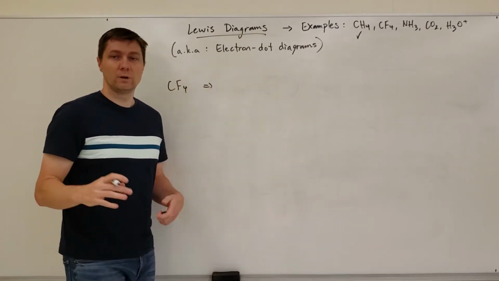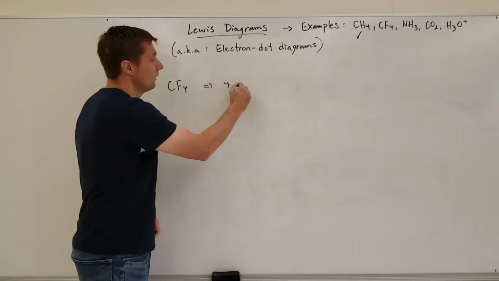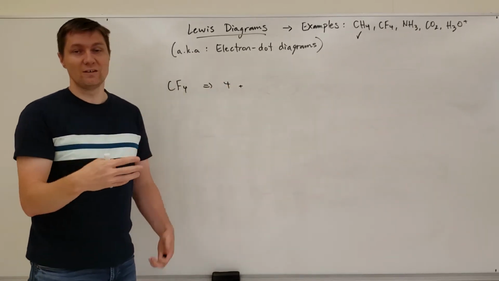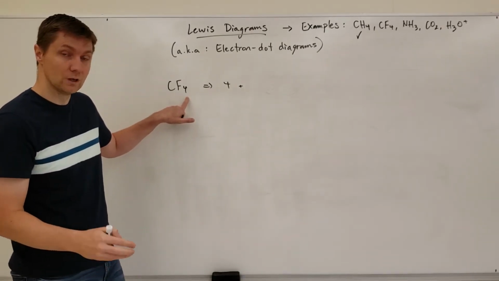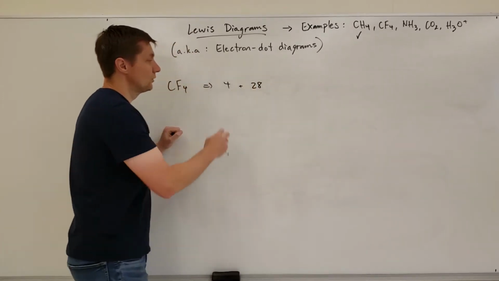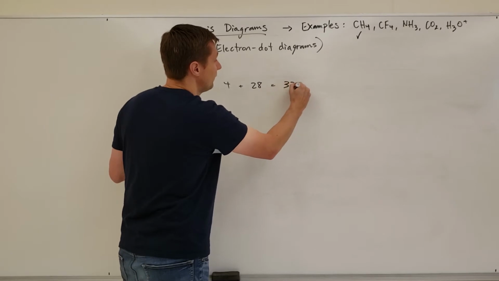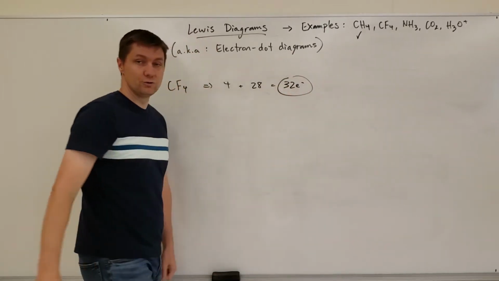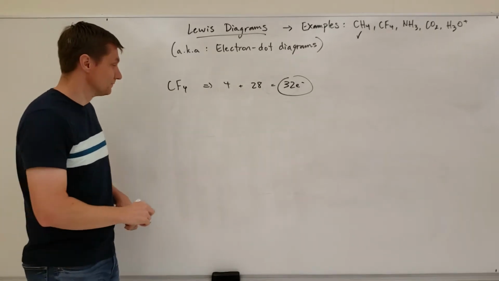Again, rule number 1, we got to count how many valence electrons we have. So I know I've got 4 for this carbon, and I know fluorine is in group 7, so it has 7 valence electrons, and I have 4 of those. So 7 times 4 is going to give me 28. And so 4 plus 28 gives me a total of 32 valence electrons to work with, which is quite a bit more than the previous example.